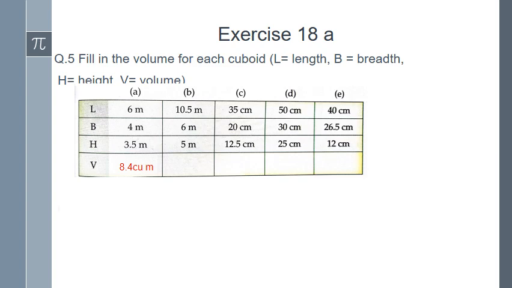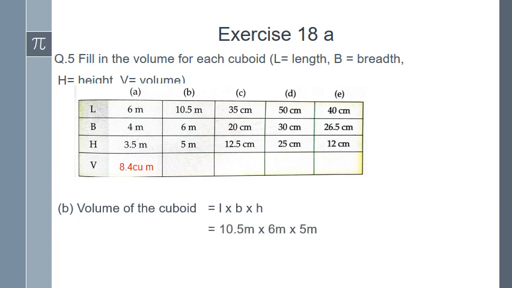Well, volume of the cuboid is equal to length multiplied by breadth multiplied by height, which is equal to 10.5 meter multiplied by 6 meter multiplied by 5 meter, which is equal to 315 cubic meter. So this is the volume of the cuboid.